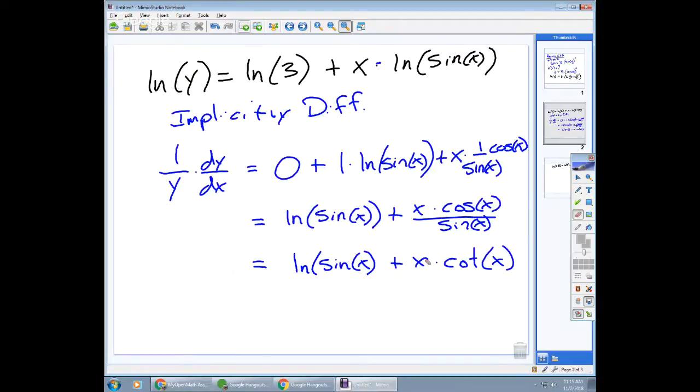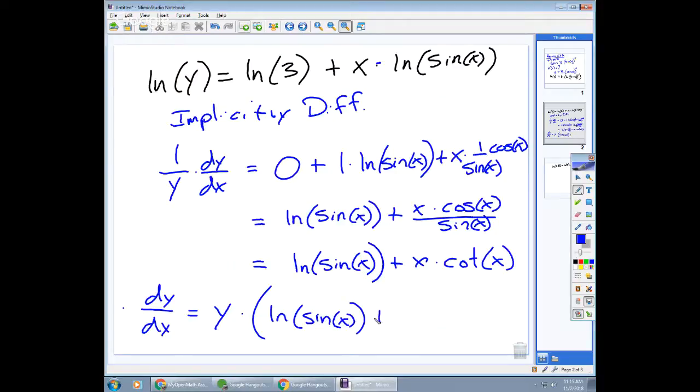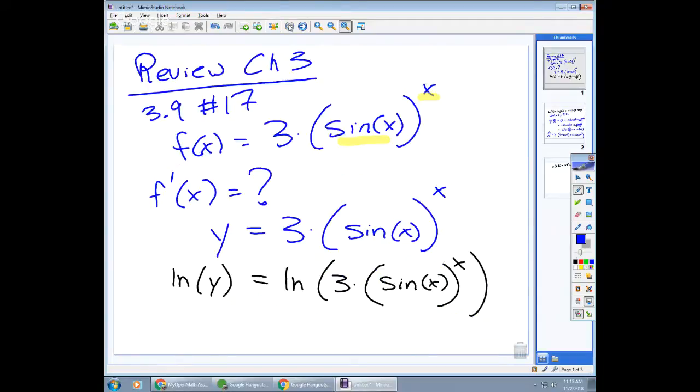But I'm not quite done. I have to solve for dy dx. So next thing I would multiply by y. So that's going to give me dy dx equals y times, parentheses, natural log sine of x, oops, and I missed a parenthesis, plus x cotangent x. And then you just put ln 3. And then, so we're almost done. So usually we replace y with what it's equal to. So y would be 3 sine of x to the x, which would be my final answer.